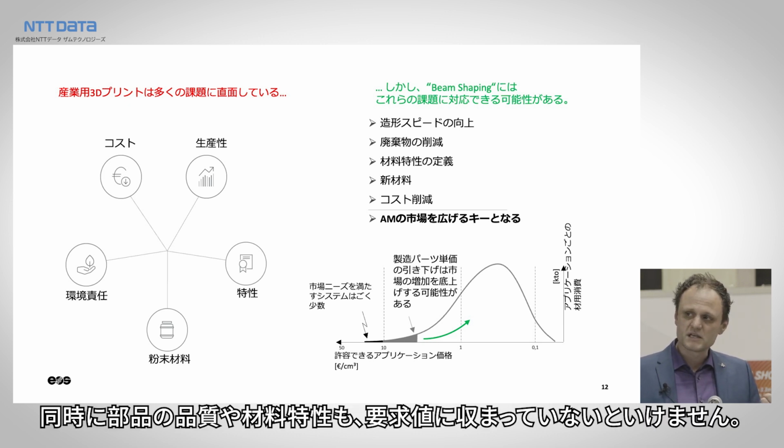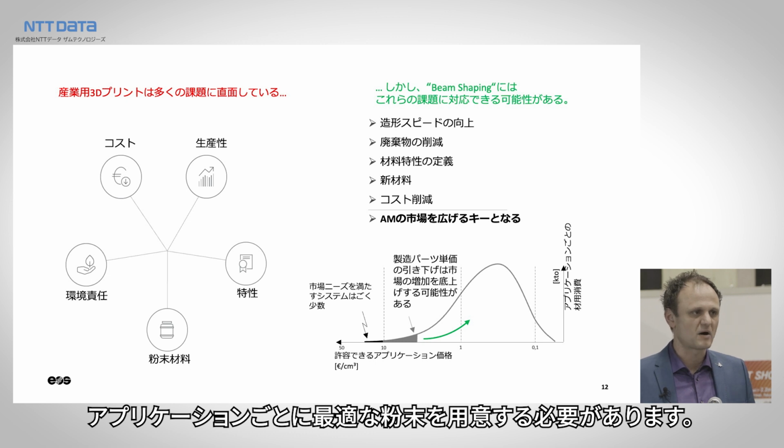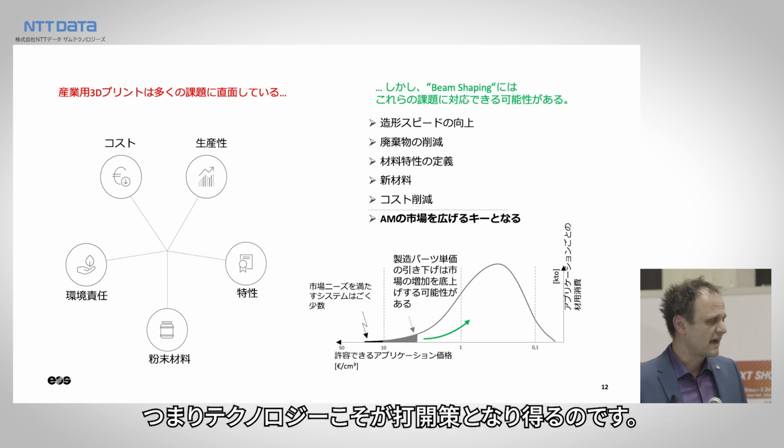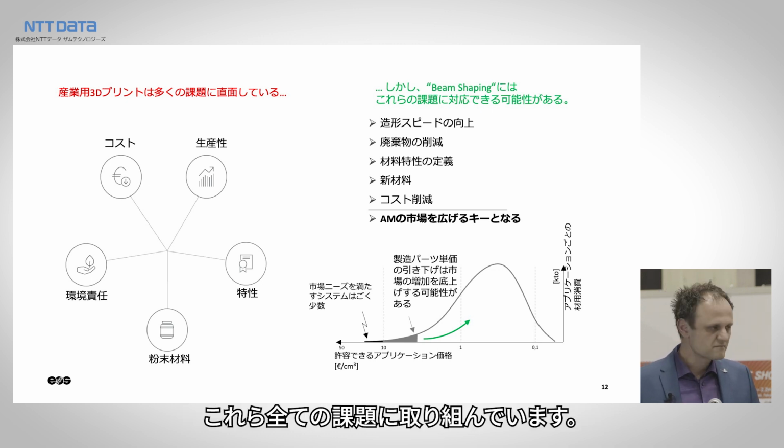At the same time, your quality, your components, your material properties must be right. They must be in your quality range, what you expect them to be. You have to have the right materials available, not only the standard materials that EOS or the powder manufacturers offer, but materials that are best for your specific application. And in general, the technology must get greener. And with our beam shaping technologies that we're currently developing, we're addressing all these topics at the same time. And I have some really cool examples of how it's actually being accomplished.